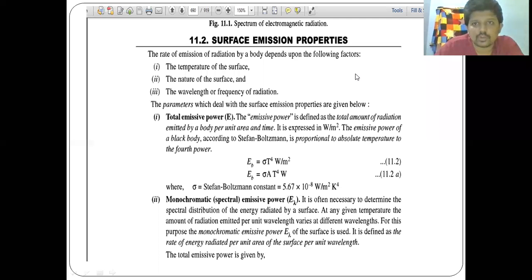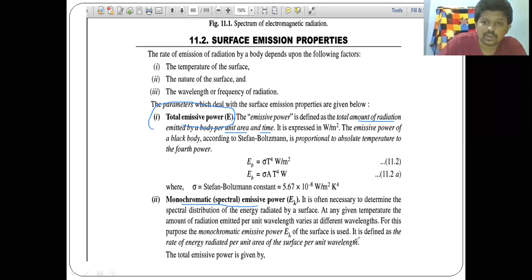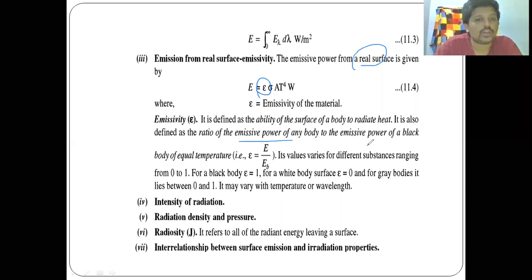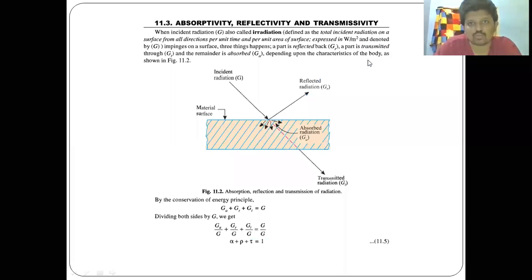Once again, I'm repeating them to you. The first one is the total emissive power, which is the emission rate or the total amount of radiation emitted per unit area per time. Whereas the monochromatic emissive power is the rate of energy radiated per unit surface area and unit wavelength. There is a difference between those two. Then the real surface emissive power, in which you should define the emissivity, which is the ratio of the emissive power of a normal body to a black body at equal temperatures. Radiosity refers to all the radiant energy leaving the surface. So these are some of the parameters we are defining.